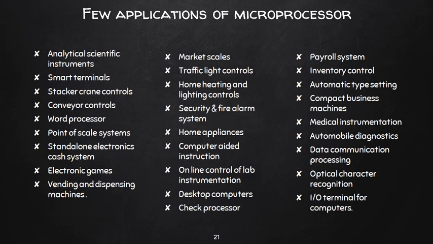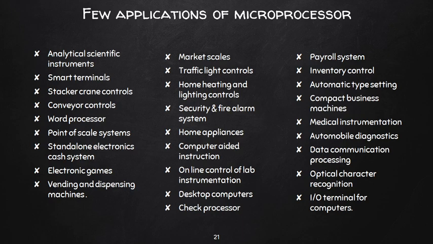Now here are a few applications of microprocessor. Microprocessor has a wide variety of applications in day-to-day life because our lives are becoming highly automated, where there are devices like Alexa, and we use many smart devices in our daily life. There are many applications of microprocessor. A few applications are listed on the slide. You can have a look.